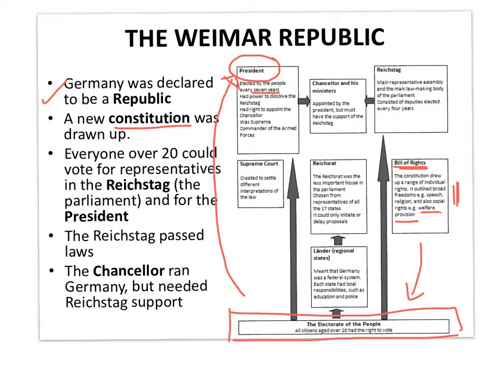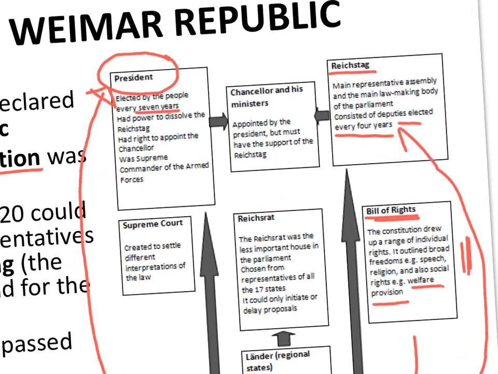The second strand of the Constitution is the people would vote every 4 years for members of Parliament. Okay, as we do in England today, but the Parliament in Germany was called the Reichstag. As you can see, the Parliament was the representative assembly. It was the assembly that represented the people. And the Parliament, the Reichstag, was the main lawmaking body.